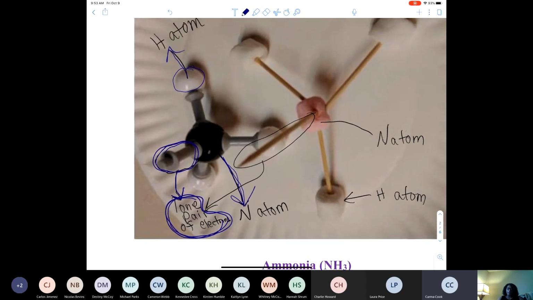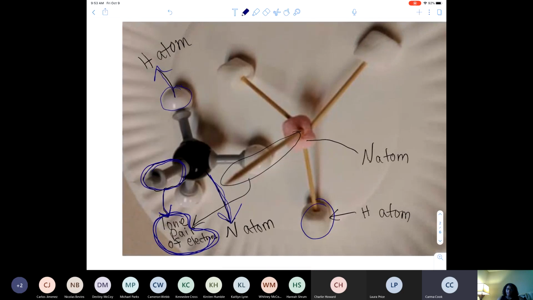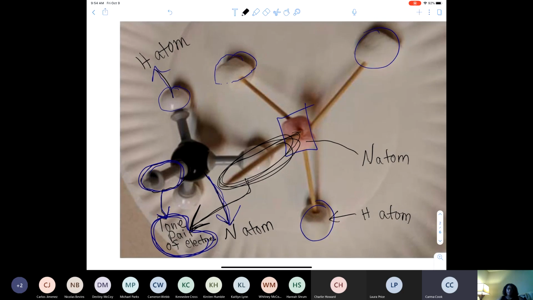Going to the marshmallow model, again, the white marshmallows represent the 3 hydrogens. The pink marshmallow is our nitrogen atom. And then we've just got a toothpick with no marshmallow attached to it. That too represents the lone pair of electrons sitting on top of that nitrogen atom. So based on our 2 models for ammonia, draw your own model of the ammonia molecule on your data sheet.